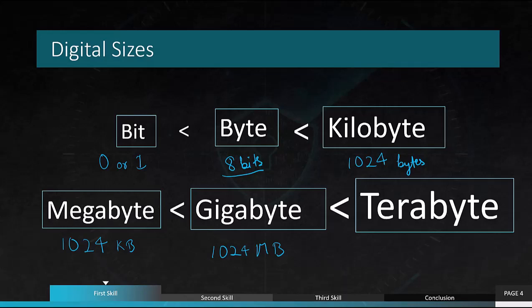Then moving further, a terabyte is 1024 GB. Now the things are simple, starting from a bit and moving further to the biggest unit. But we cannot say we have stopped at terabyte. After that there are more units, but as of now people generally use up to the terabyte. So this talks about digital sizes, starting from the very basic units and moving on to bigger sizes. Let's have a look at how it looks.